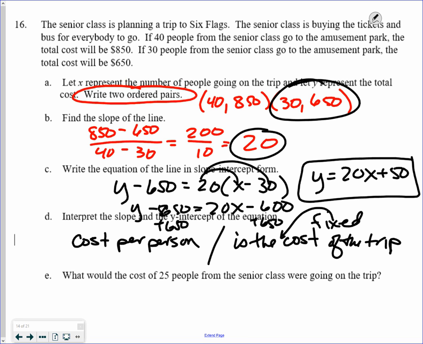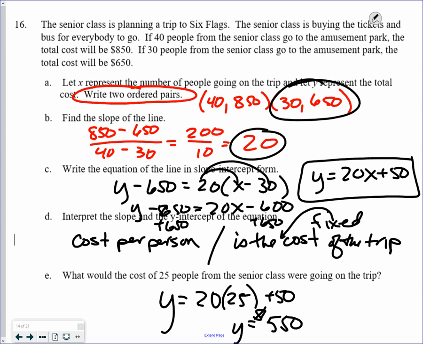So now 25 people are planning on going. So again, 25 times 20 plus 50. So that's 550, running out of space here a little bit, dollars for the cost of the trip.